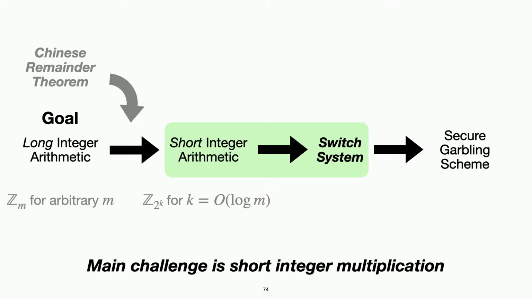Basically, this part that I've shown here is sufficient for integers that are small enough. Again, why small enough? Because I have to write down the one-hot encoding of these numbers, which will grow exponentially. But if my numbers are short, like if they're logarithmic in the modulus I actually care about, then I can afford this. So really the main thing I sketched here is how to take some kind of short integer arithmetic and compile that to a switch system.